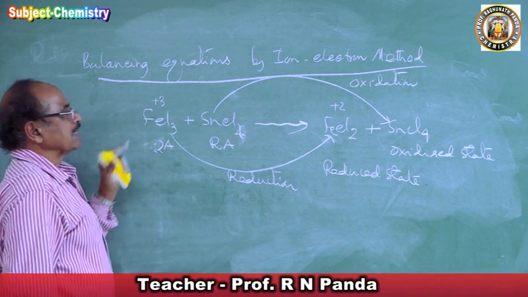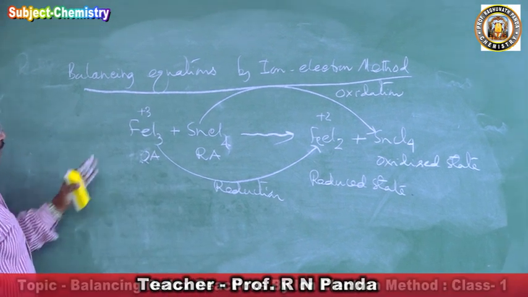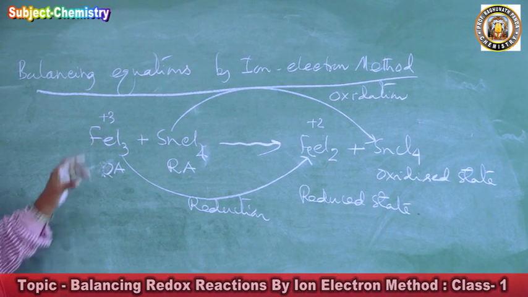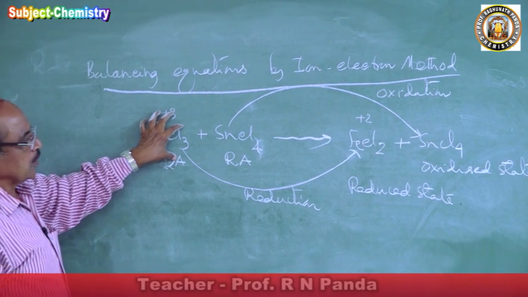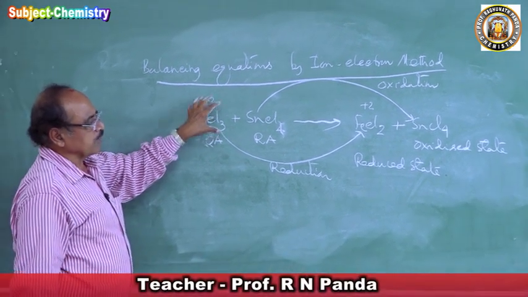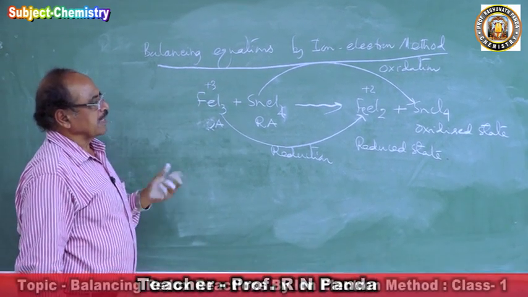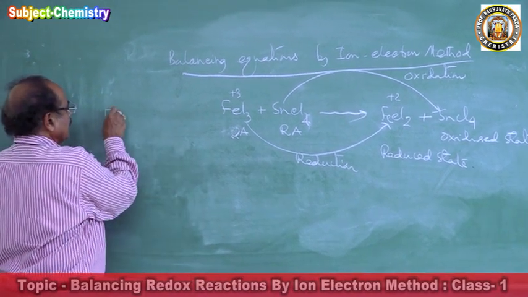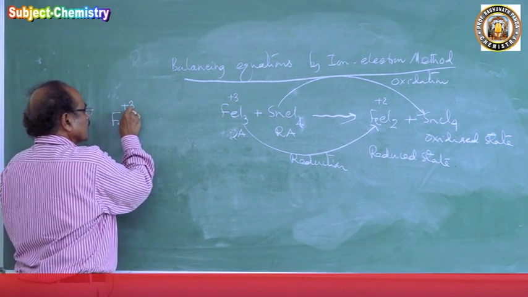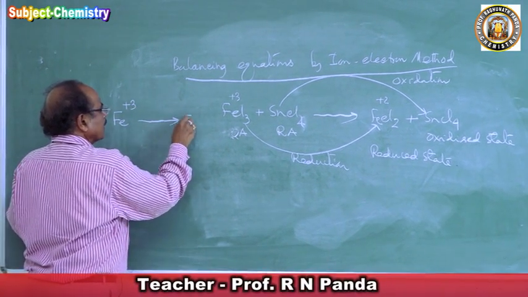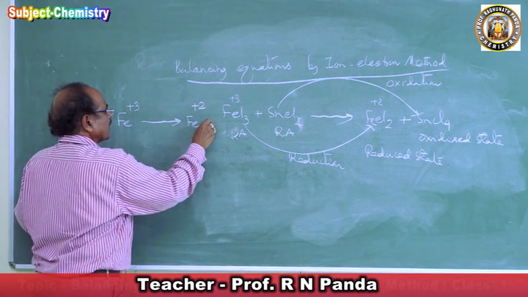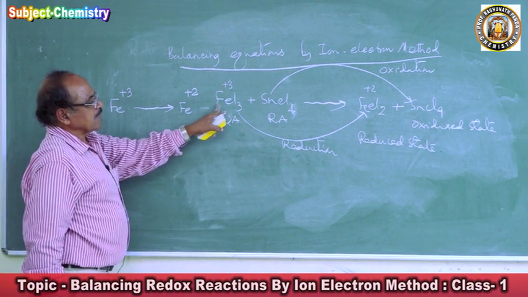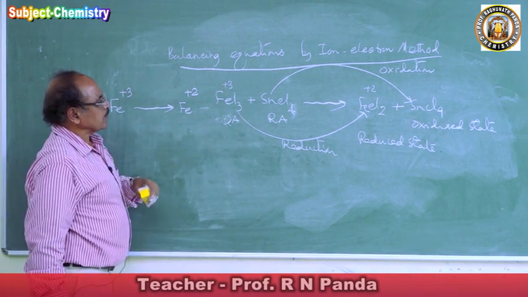So we want to balance it by the ion electron method. We got the equation, so what will we do? First, represent the oxidized state and reduced state of the substances in their ionic form. So what is happening here? Ferric Fe +3 is forming Fe +2. This is one half equation. The oxidizing agent ferric chloride is becoming ferrous chloride.